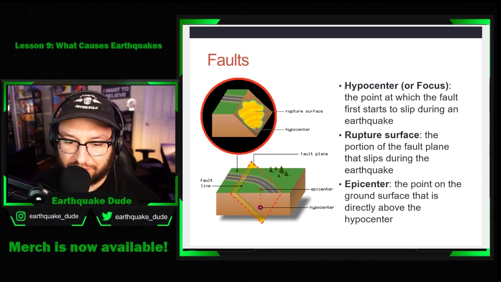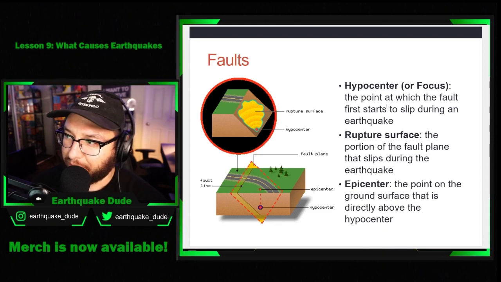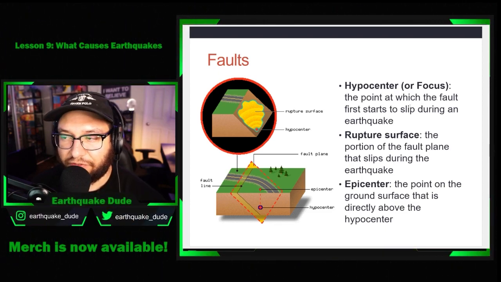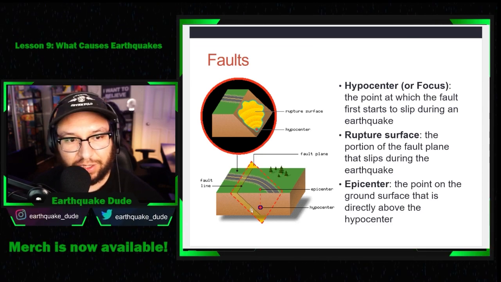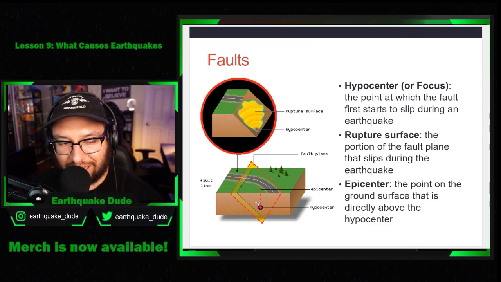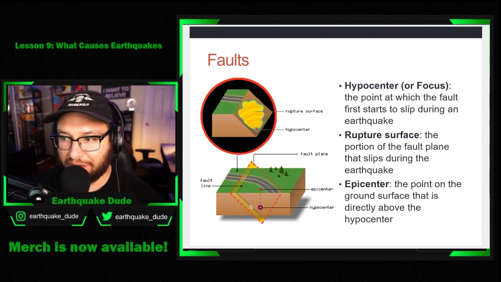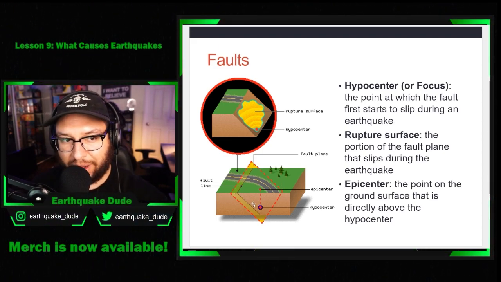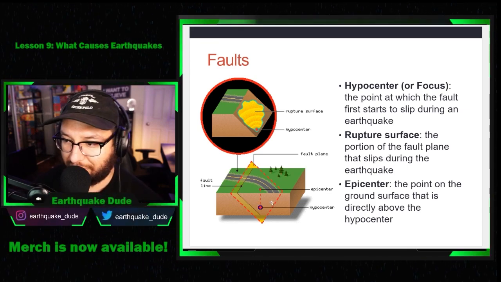And this is all tied in, so we always kind of go back to these things. The hypocenter is the point at which the fault first starts to slip during an earthquake. Okay, so a fault looks kind of like a line in 2 dimensions, but in 3 dimensions, it's a plane. It's a fault plane. So anywhere on that fault plane, wherever rupture first begins to start, that is the hypocenter. So that's where the slip is starting, and that's what creates the earthquake.